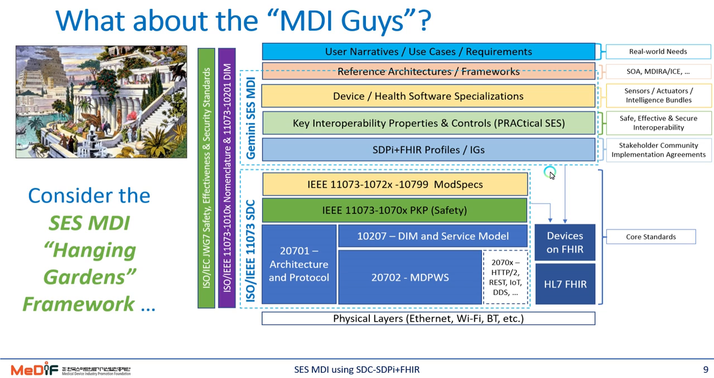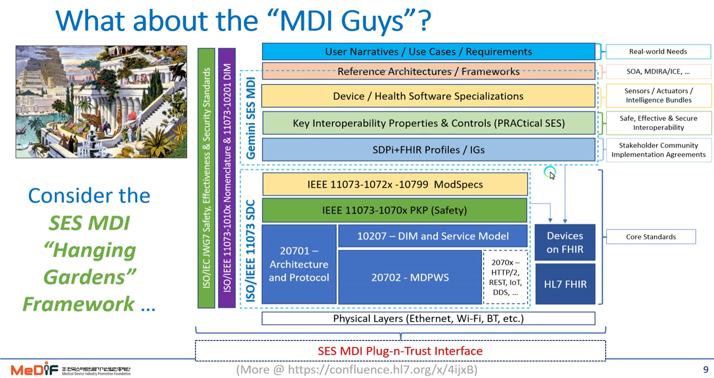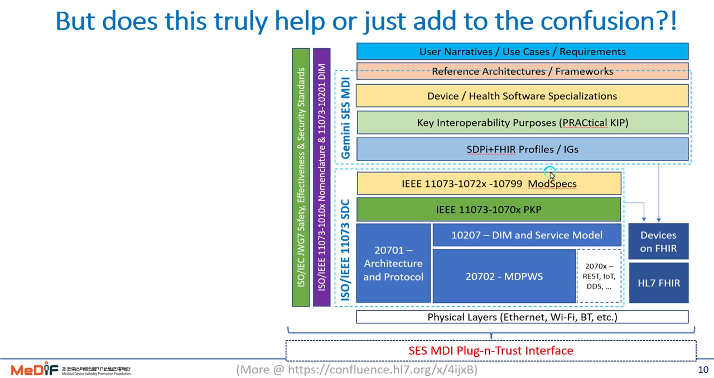On the left, you see safety, effectiveness, and security standards, which also apply across this. ISO IEEE standards for nomenclature and information models. Lots of standards, but this framework pragmatically really helps us put this together. And the intent is to be able to have a plug and trust interface that integrates all of this stuff. You'll see the URL at the bottom here, which shows where you can get more information for this.